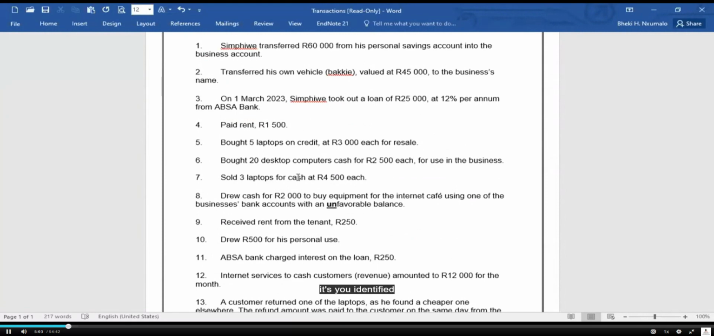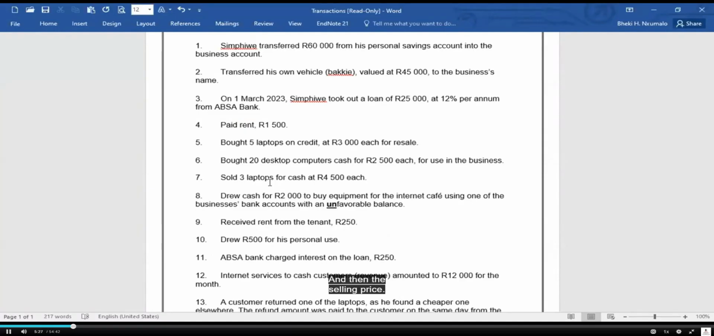Number 7, sold 3 laptops for cash at 4,500 Rand each. If you remember, in transaction number 5, he bought for, let's say, 3,000. Now he has added his own markup, and if it's a VAT vendor, then VAT is added, and then the selling price, the marked price, we call it a marked price, is 4.5.